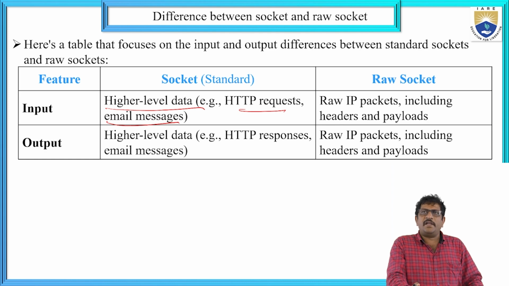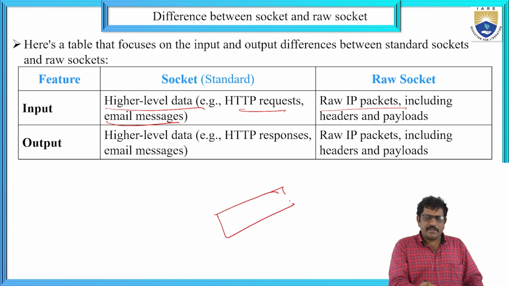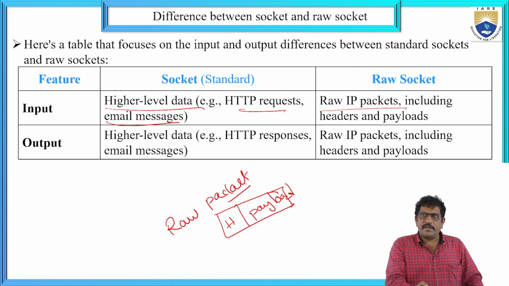And raw sockets receive raw input packets. Each and every packet has a header and payload. So with the help of the header and payload, it is receiving the raw packets. Raw packets can be received, including the header and payloads.